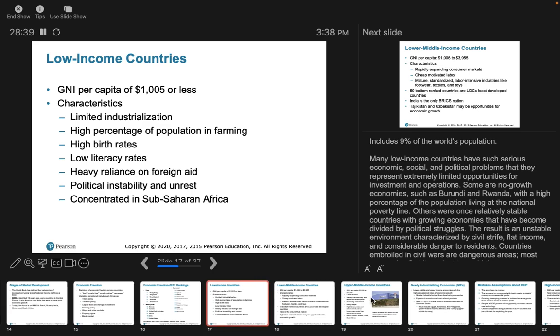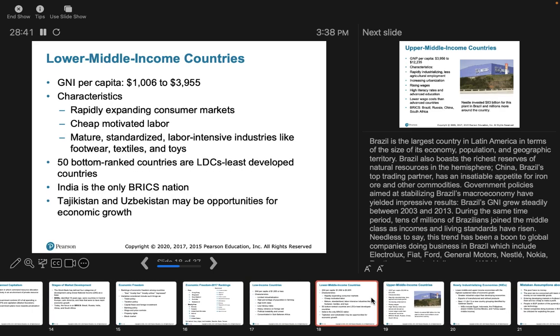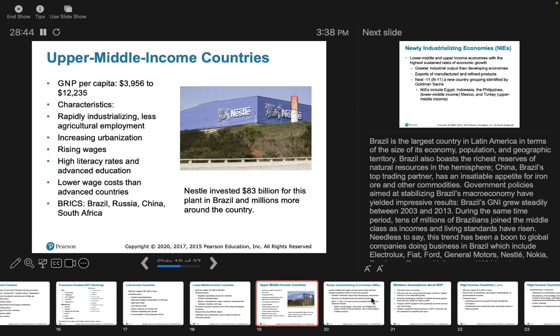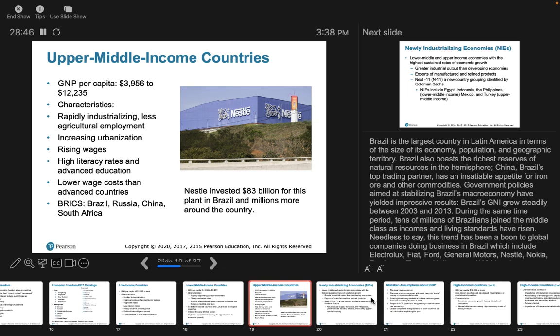Now, we're going to look at the upper middle income countries. The upper middle income countries have a GNI per capita of 3,956 to 12,235. The characteristics are that they are very industrialized or rapidly industrializing. They have less agricultural employment.